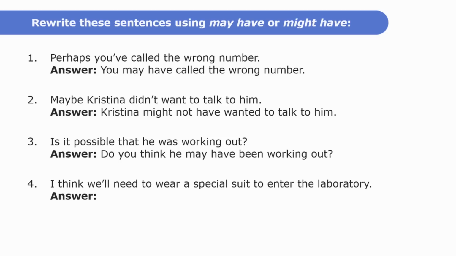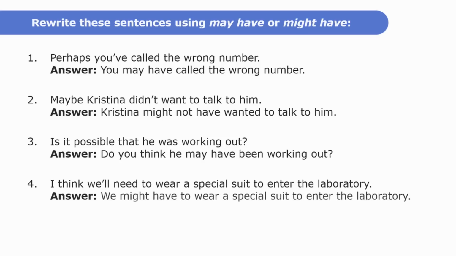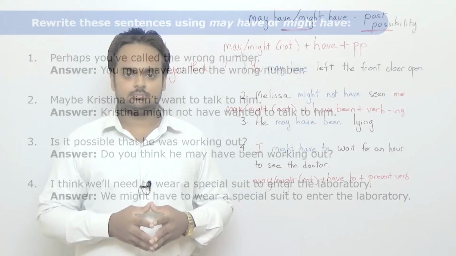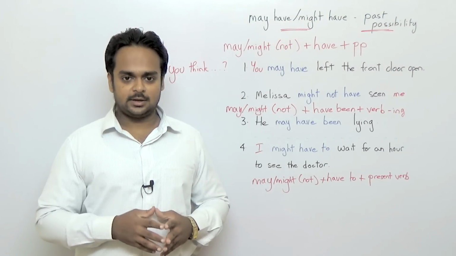The last sentence is, I think we will need to wear a special suit to enter the laboratory. Notice here that you have to. So this sentence becomes, we may have to wear a special suit to enter the laboratory. I hope you got all of them right.